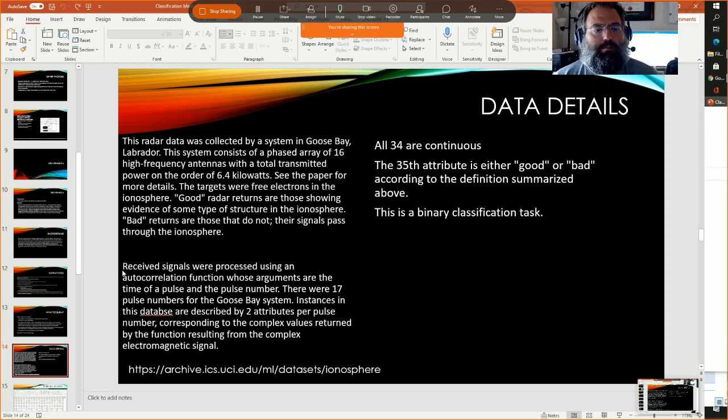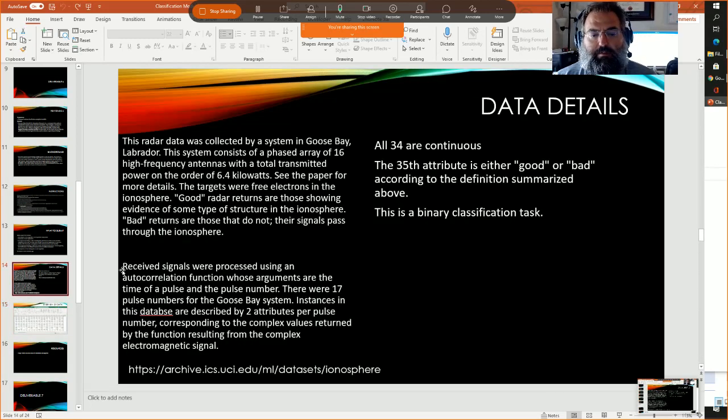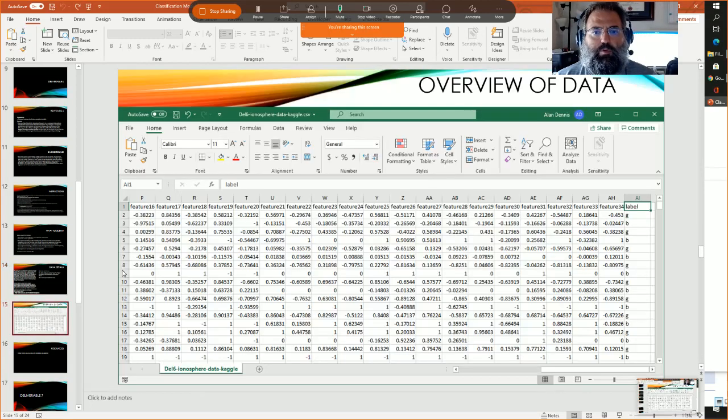Talking a bit about the data set itself, it comes from a while back as well, and it was in Goose Bay. Basically there was a set of 16 high frequency antennas that transmitted with 6.4 kilowatts, and there's a paper that's associated down there at the bottom if you're really into it, but you basically get 34 continuous values, and the 35th is the classification or the label that you're going to be using, and this is a binary classification task except for the clustering, which is unsupervised.